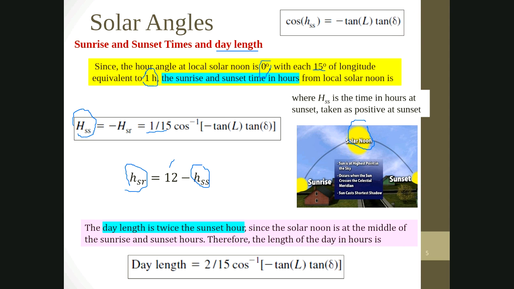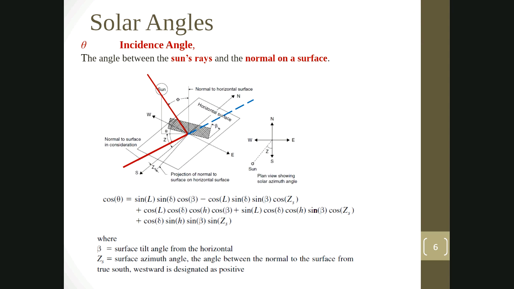This angle, which we defined as the incident angle, represents the angle between the sun ray and the normal to the surface. That means if I have my surface, say it's horizontal, and here is the sun, this is the sun ray, and this is the line normal to the surface, so this angle represents theta, the incident angle.